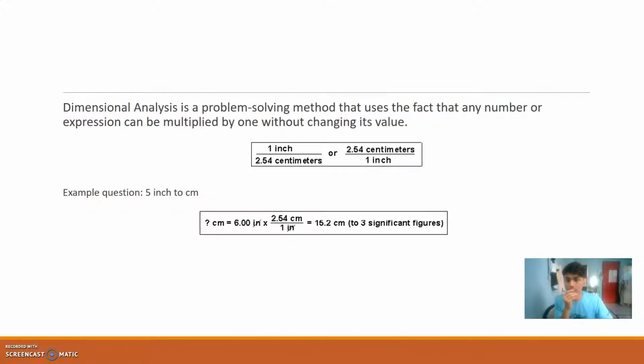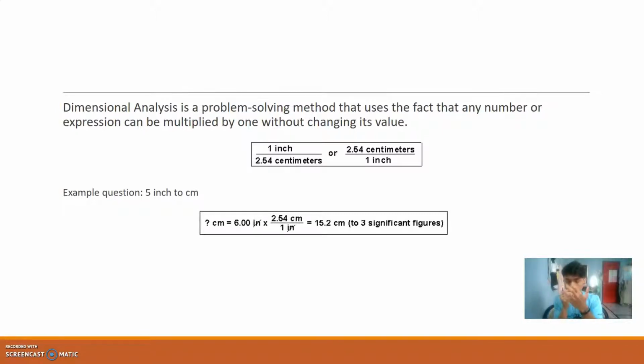And then, dimensional analysis is a problem-solving method that uses the fact that any number or expression can be multiplied by 1 without changing its value. This dimensional analysis method is a very convenient method that we can use if we want to change the value, or if we want to change the SI units.